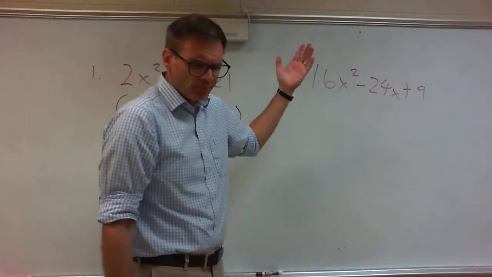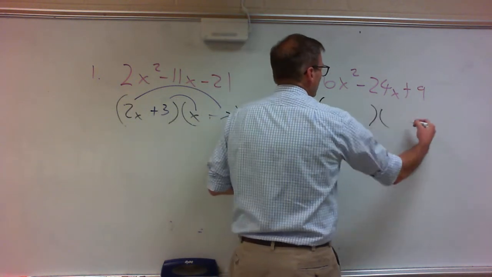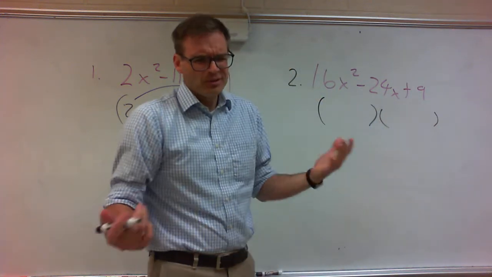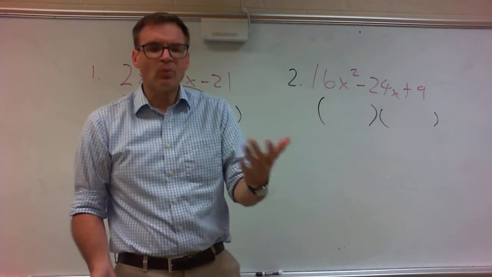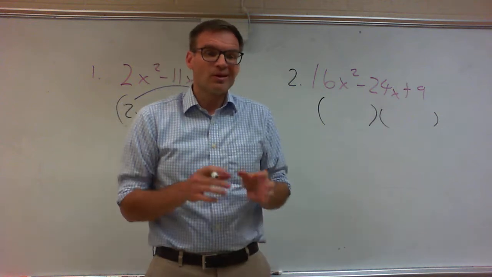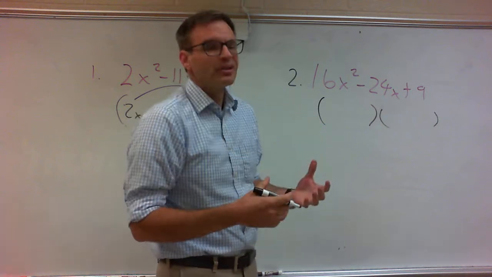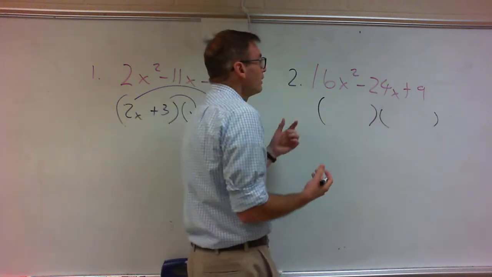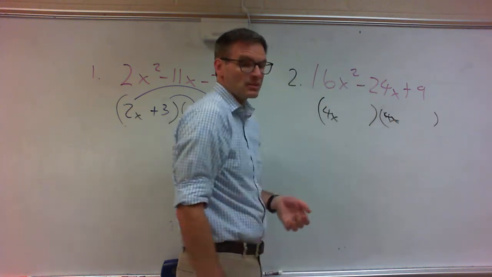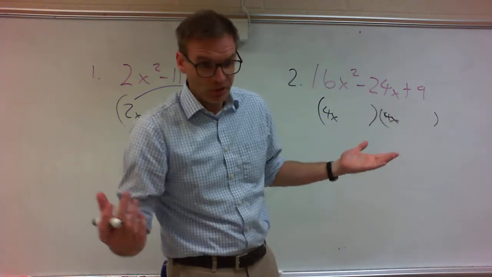All right, now, what happens when the numbers are bigger? Well, you still do the same thing. We know we're going to need two sets of parentheses. Now, with 16, there's lots of ways you can get 16. You could do 16 and 1, 2 and 8, or 4 and 4. My suggestion: always try to pick the smaller numbers when you can, and go to the bigger numbers when those don't work. So I'm going to pick 4x and 4x, because I know 4x times 4x gives me 16. Next thing I care about is the 9, and I'll do 3 and 3.